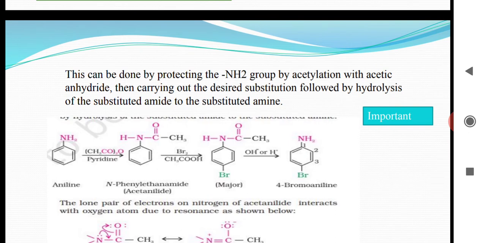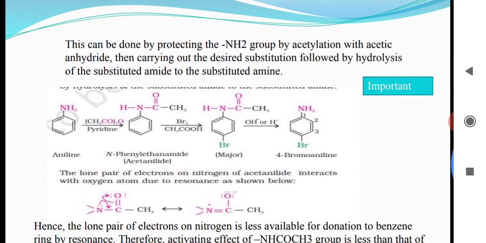But what if we protect the NH2 group by acetylation with acetic anhydride? Now what we are doing here, this kind of reaction we have done in the previous part of the chapter. What we are doing is very important, you need to remember it in a proper way. So this is aniline plus acetic anhydride, and we have added some pyridine here, right? Pyridine, why?